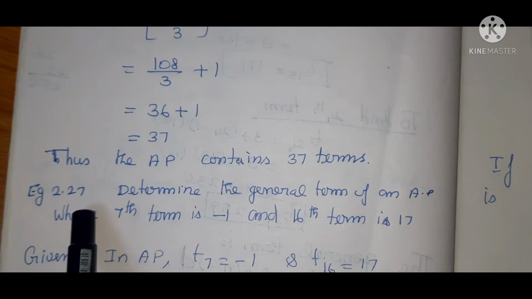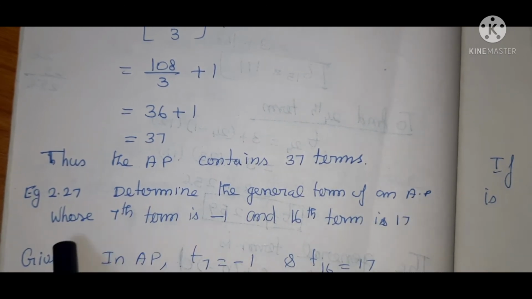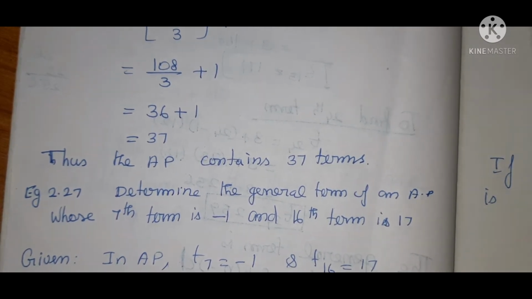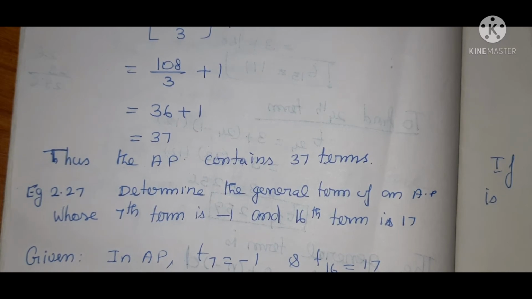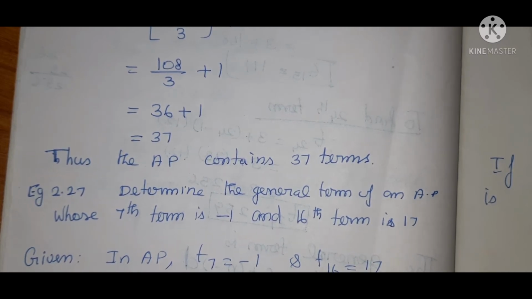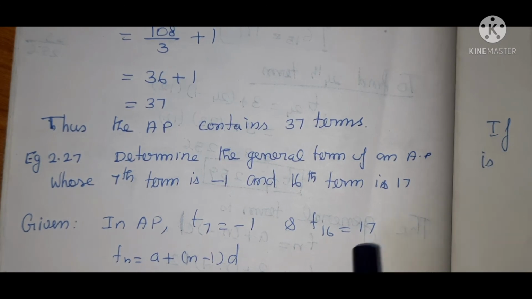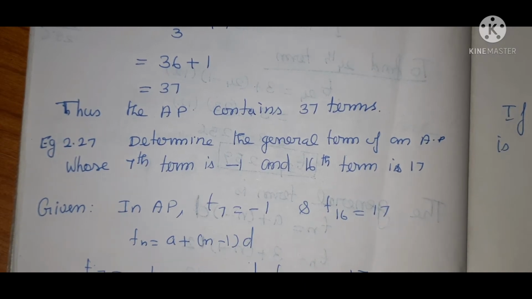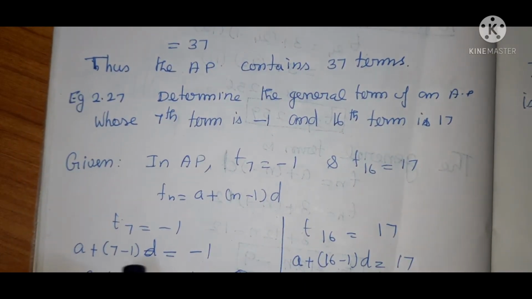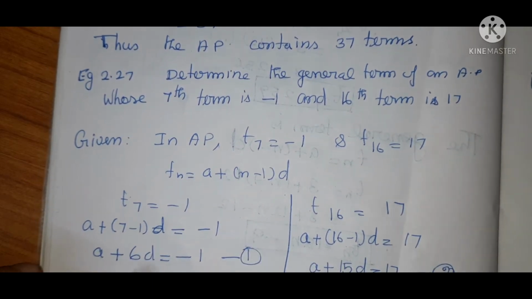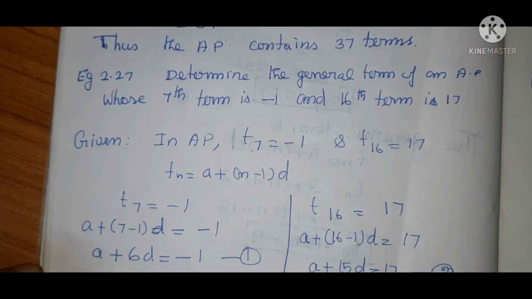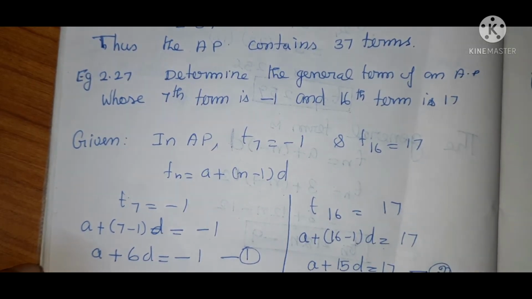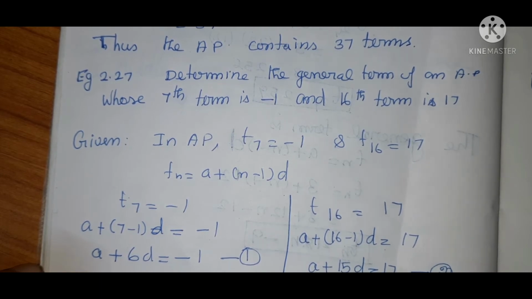Example number 2.27. Determine the general term of an AP whose 7th term is minus 1 and the 16th term is 17. In the AP, the 7th term is minus 1 and the 16th term is 17. Tn is a plus (n minus 1) into d. T7 is minus 1: a plus (7 minus 1) into d is equal to minus 1, so a plus 6d is equal to minus 1. Take this as equation number 1. T16 is 17: a plus (16 minus 1) into d is equal to 17, so a plus 15d is equal to 17. Take this as equation number 2.